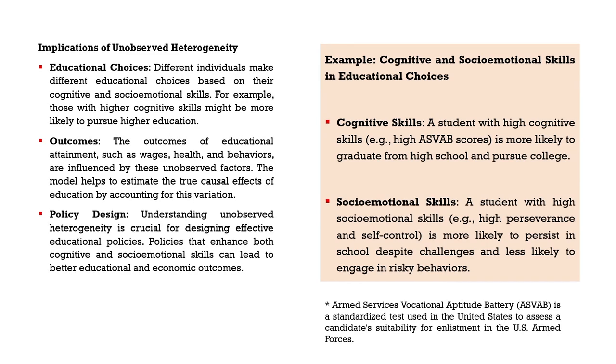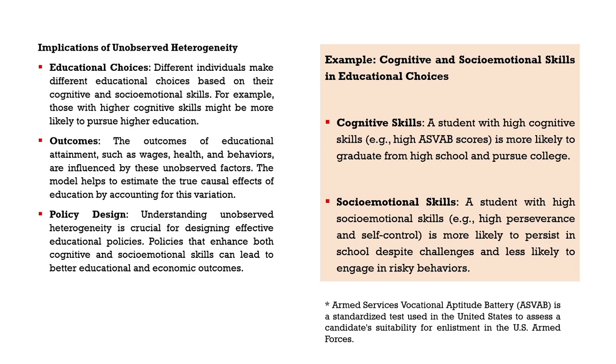So, with respect to unobserved heterogeneity, we will be able to understand better if we can understand what the implications of unobserved heterogeneity are. Different individuals make different educational choices based on their cognitive or socio-emotional skills. For example, those with higher cognitive skills might be more likely to pursue higher education. And the outcomes of educational attainment, such as wages, health and behaviors, are influenced by these unobserved factors. So, if I have higher cognitive skills, then I might want to spend more years in education, and that will obviously lead to higher returns. I will have higher returns to education.